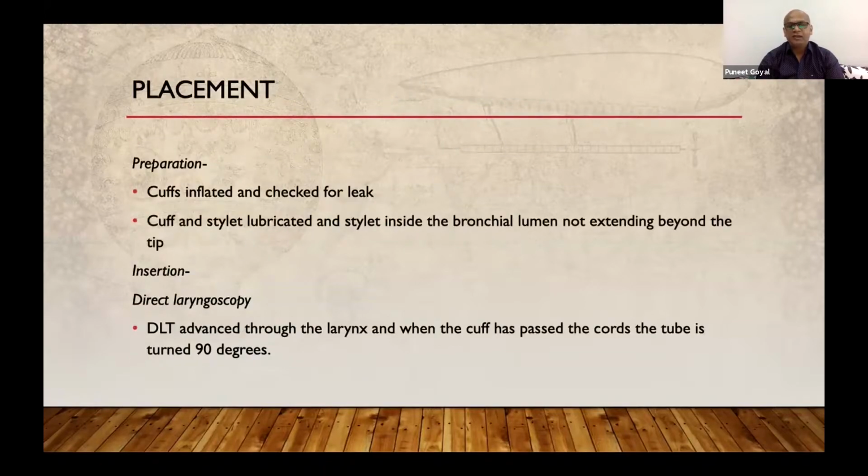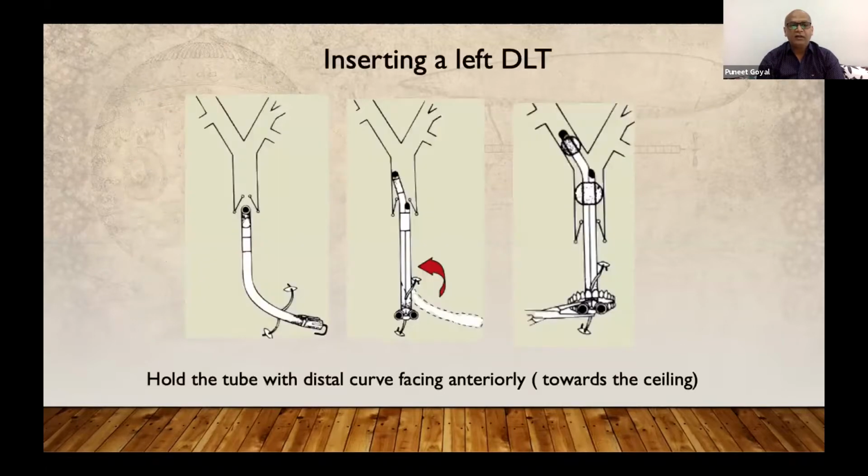Placement is basically a practical topic. I can just tell you one point: when introducing the DLT, the distal curve, that is the bronchial curve, is facing anteriorly. Once you have advanced it through the glottis, you rotate it 90 degrees to the side in which you are going to insert. Like a left DLT, you rotate it 90 degrees and advance it till you feel resistance. Then inflate the bronchial and tracheal cuffs, ventilate both lungs separately, and check. If you have to check the position, introduce the fiber optic bronchoscope through the tracheal lumen, not through the bronchial lumen.